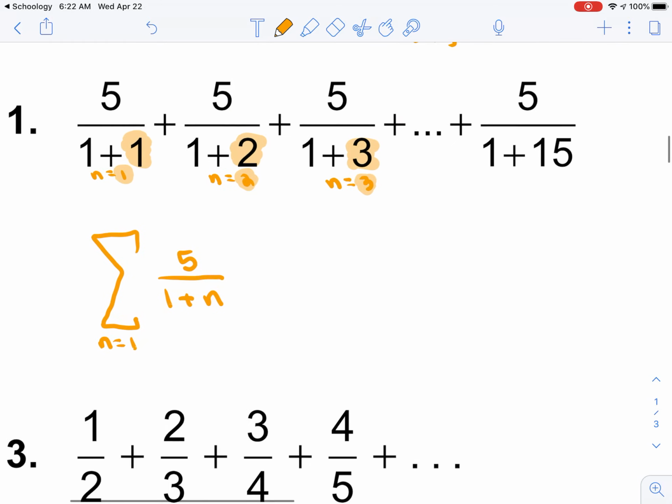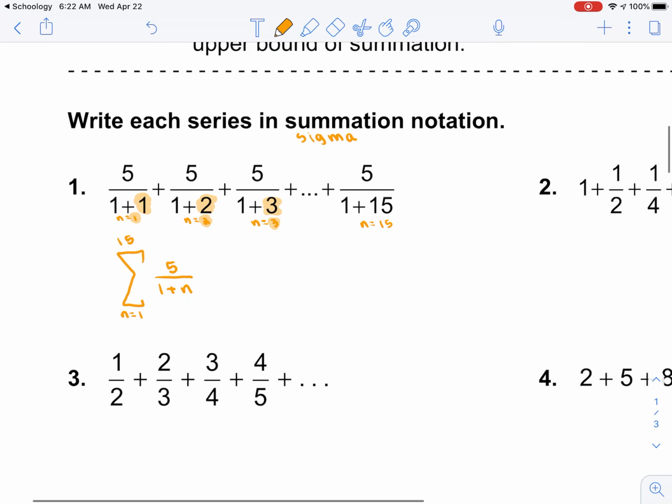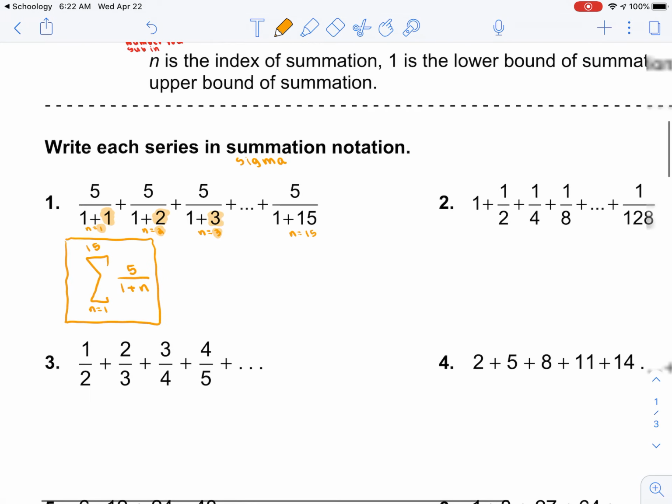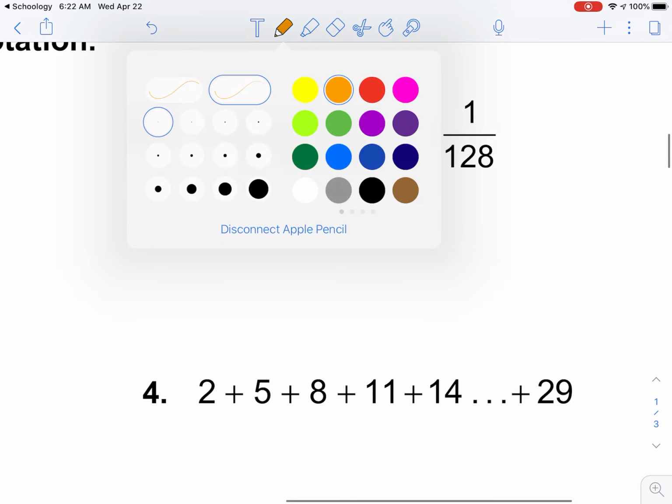And then at the top, we need to think about what is the last number we're going to sub in. If you notice, the last term here is when n equals 15, so that would be the top number. Now, they don't want us to evaluate this. They just wanted us to write it in this notation, so that would be done. Later on, we're going to evaluate. Same thing with number 2.